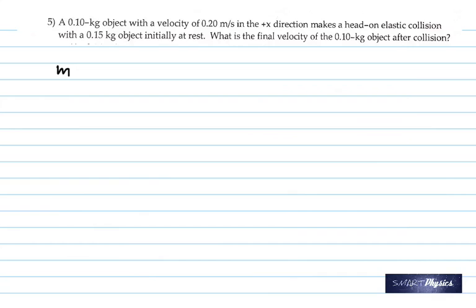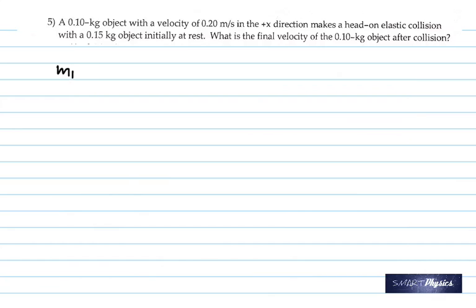And in the fifth question, a 0.1 kilogram object with a velocity of 0.20 meter per second in the positive x direction makes a head-on elastic collision. Okay, the important word, elastic collision, with a 0.15 kilogram object initially at rest. What is the final velocity of the 0.10 kilogram object after the collision?